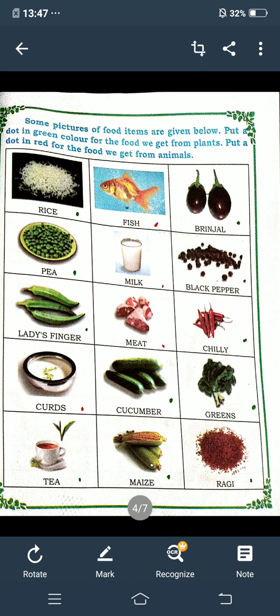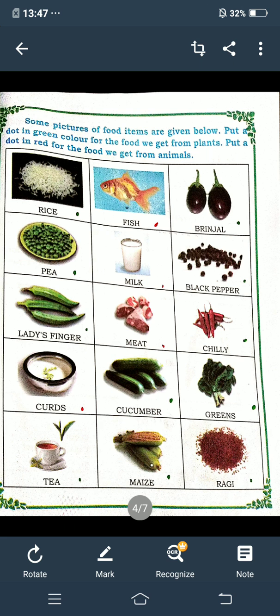So this also we get from the plants. So put the dot with a green color pencil. Next is ragi. So this also we will get from the plants. So put a dot with green color pencil. Okay children. So which we get from animals, we must put the dot with the red color, and which we get from plants, so you must put a dot with green color pencil.